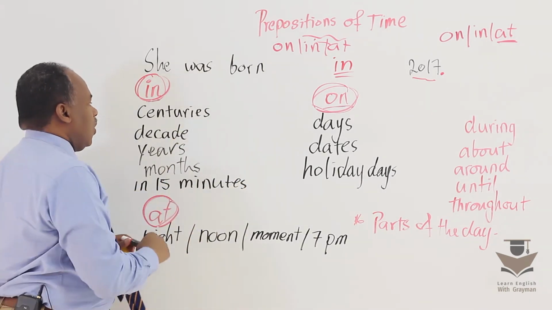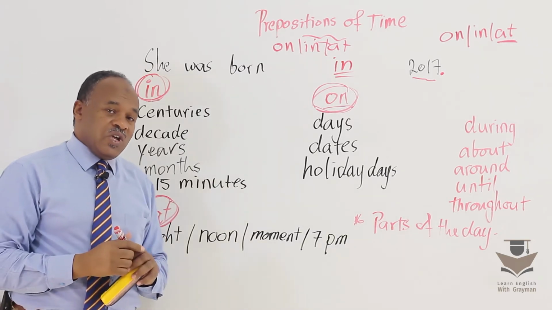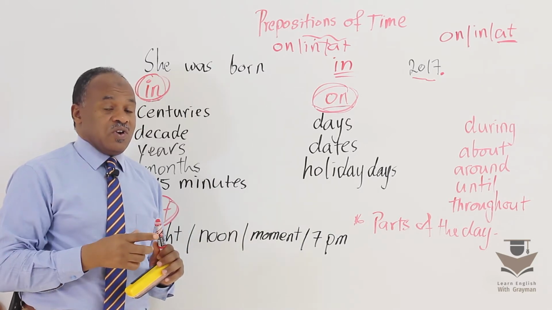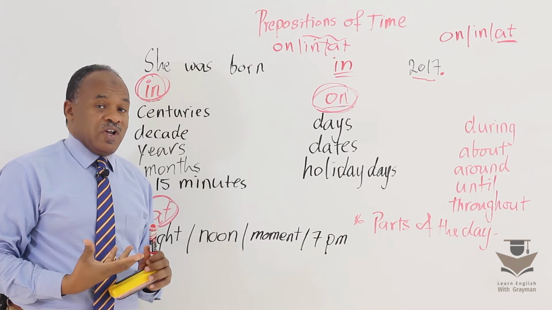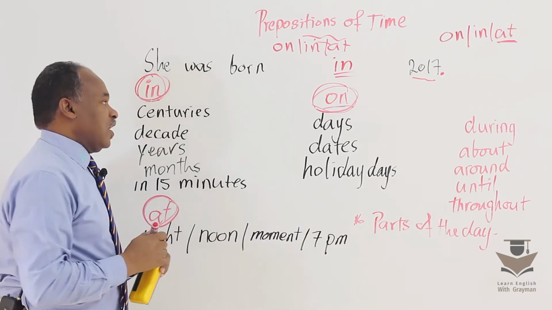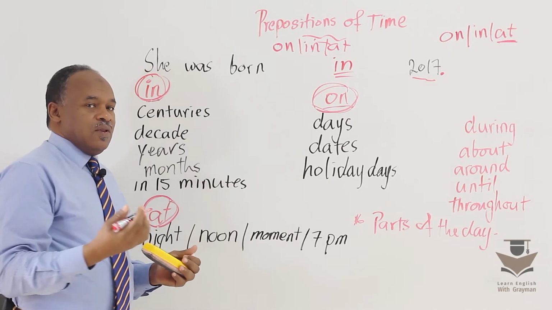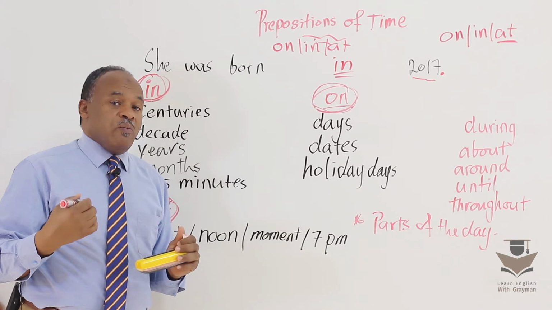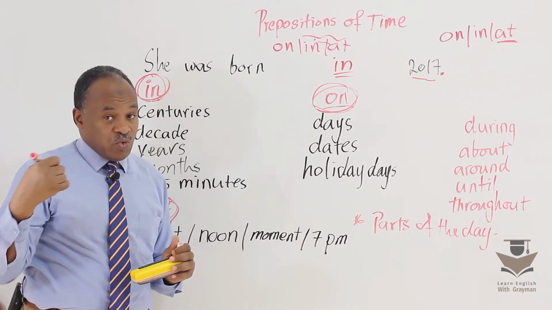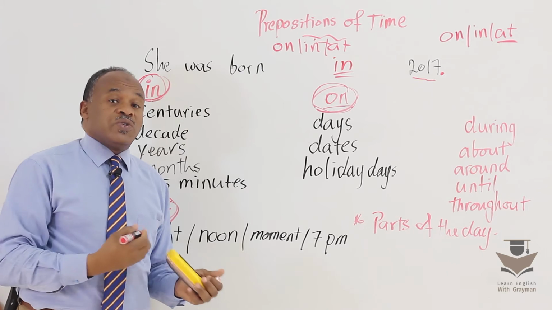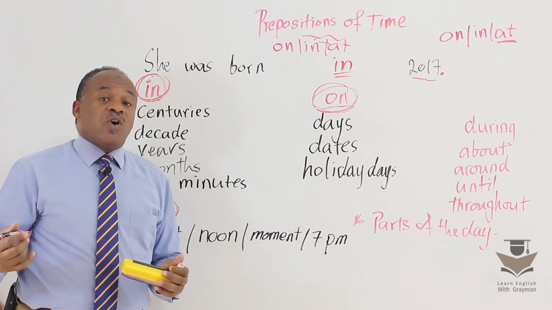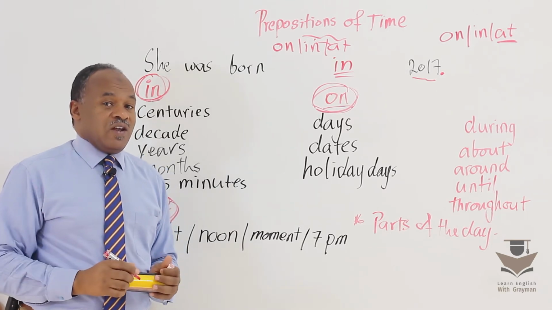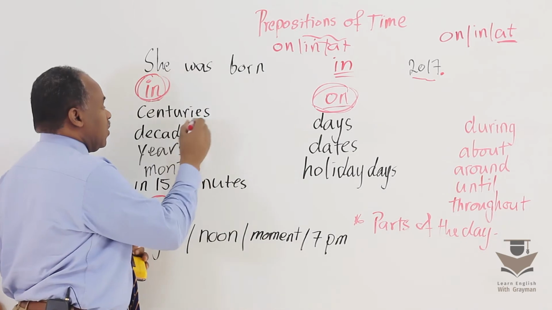Now, let's look at some more details. You know what a century is? A century is 100 years together. So we say the 20th century, the 19th century. For example, there were two main wars in the 20th century. For century, we use in.